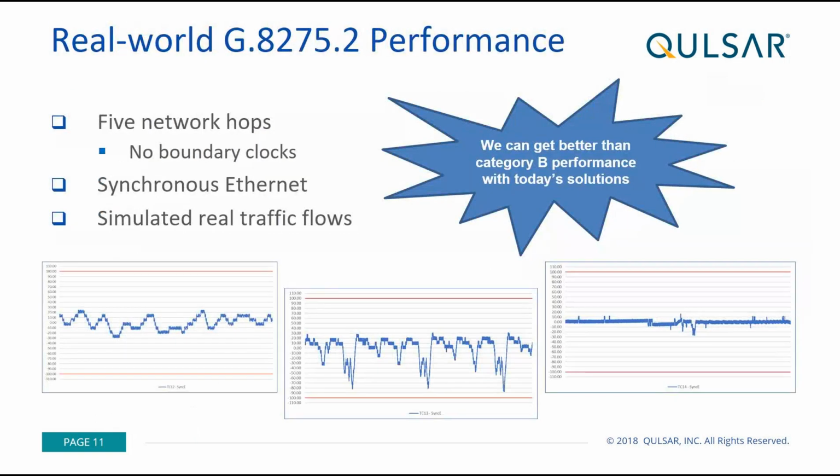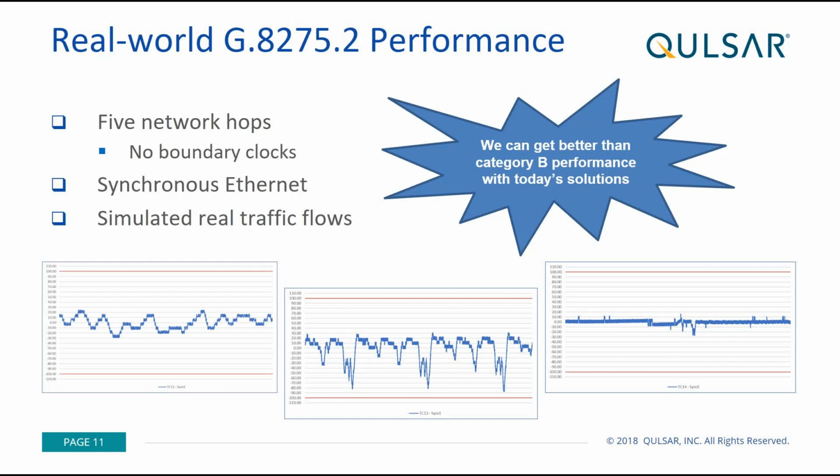And to illustrate that in the real world, here are some performance results we've captured. This is actually a measurement of a partial on-path support network without any GNSS assistance, but with synchronous Ethernet on the network. So in particular, we're operating over 5 network hops here, so 5 switches with other traffic flowing on them that have no boundary clock function built in, just the synchronous Ethernet capability.